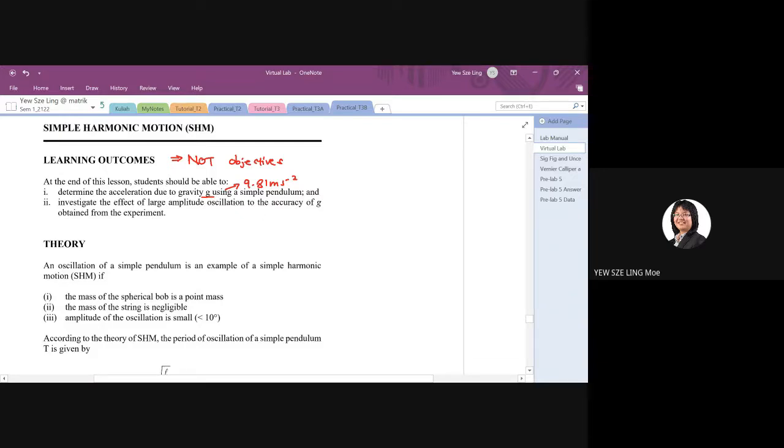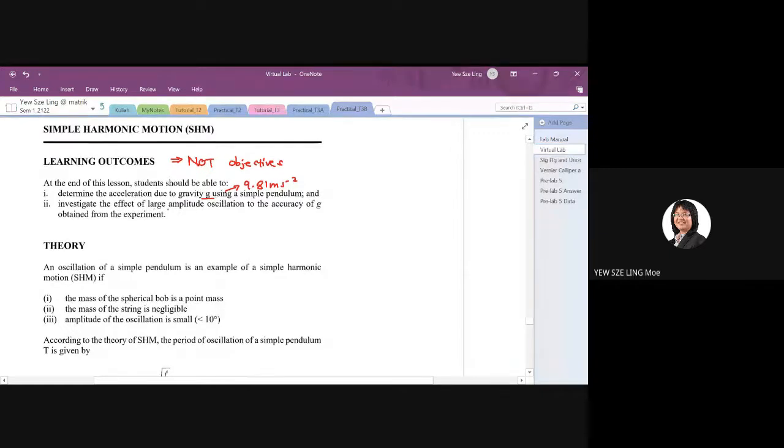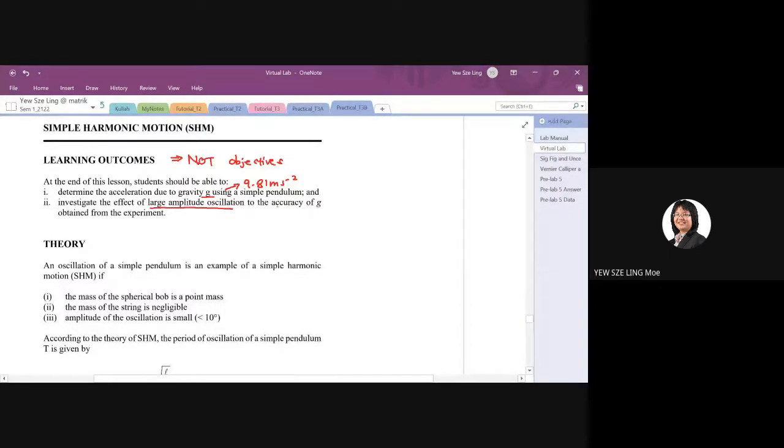All right. So in experiment 5, again, we are going back to g. Therefore, g equals 9.81. You have the value. You need to do the comparisons. And then investigate the effect of large amplitude. Now, large amplitude oscillation, that is your second objective. You want to see what is the effect when you change the angle.